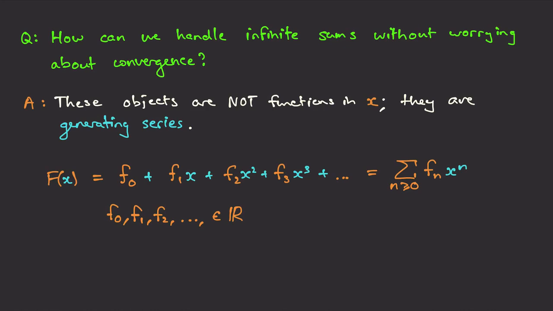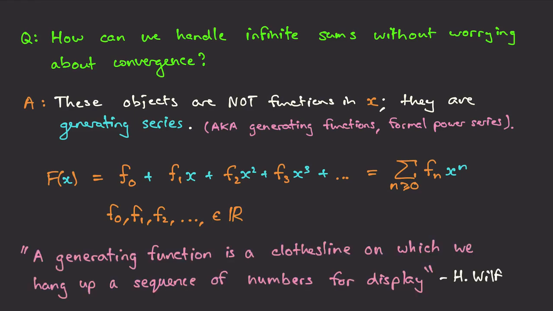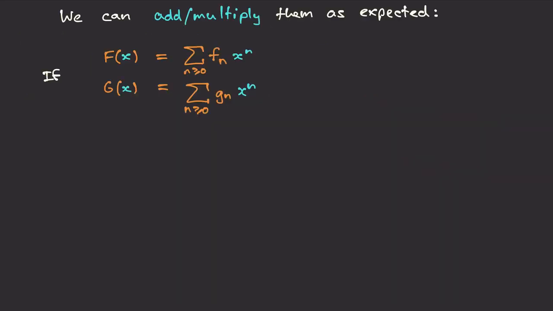Generating series are also known as generating functions or formal power series. There's a famous textbook on generating functions by Herbert Wilf, and the first sentence in the book is that a generating function is a clothesline on which we hang up a sequence of numbers for display. This is a great way of thinking about these objects. The coefficients are what matter. That said, there's no reason to worry too much about all this formalism.